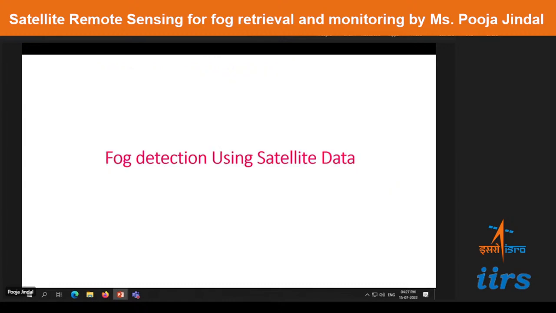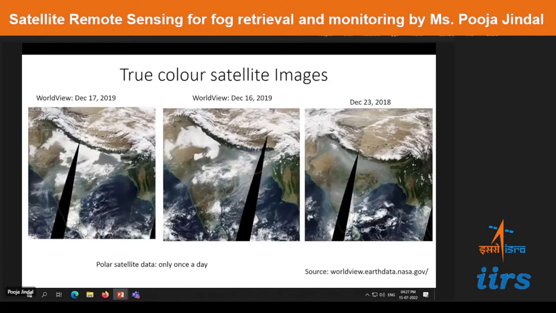So now, after understanding the basic concept of fog, its formation, the necessary conditions required for fog formation and the different types of fog, we are coming to fog detection using satellite data. First of all, I'll show you the true color satellite images. These are basically MODIS images.